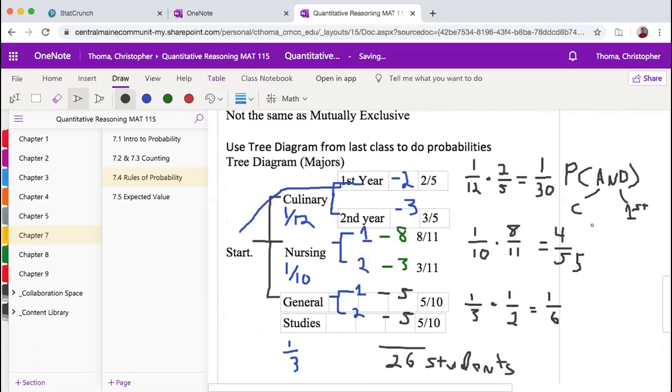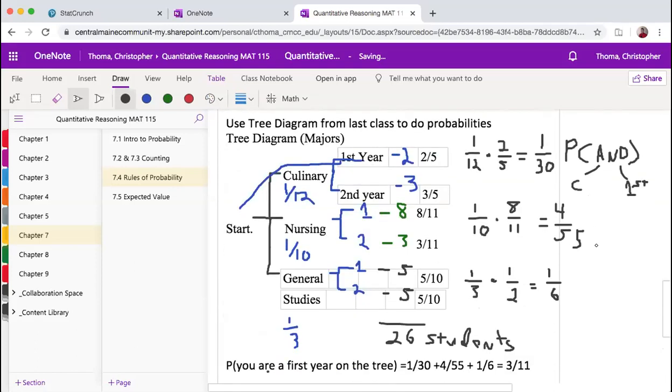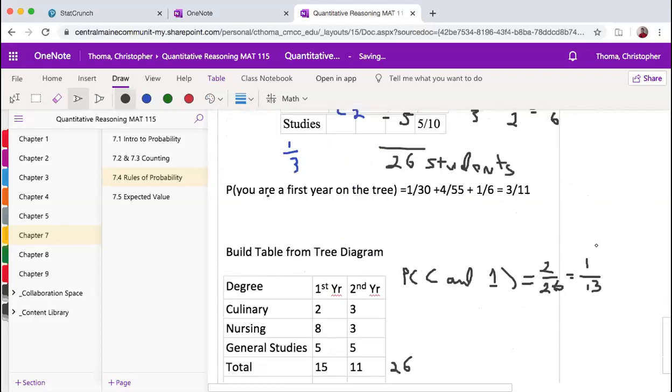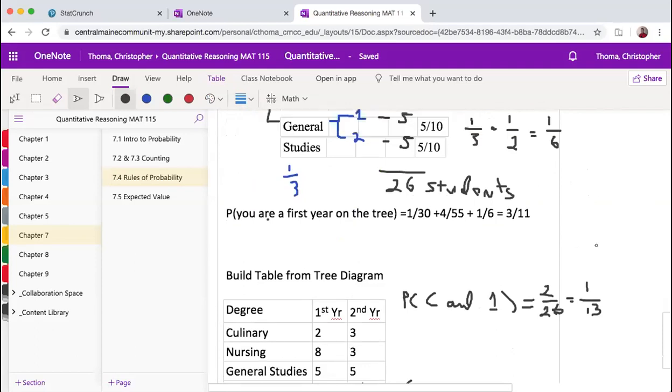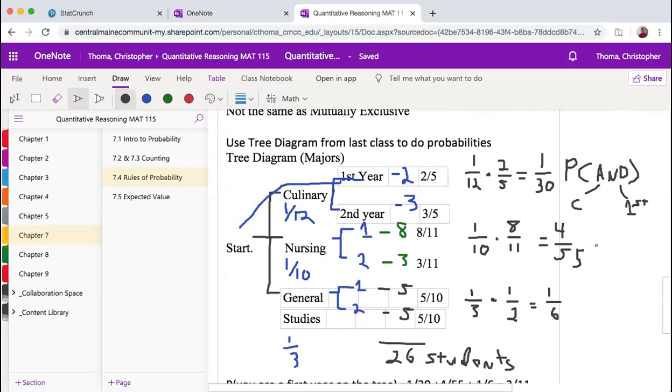No, we got 1 over 30. What? That should have worked out. Why didn't I do that right? Wait, scroll back up. Because on the tree, it's the whole student body, not just those 3 degrees, and then down at the bottom you're only looking at those 3 degrees.